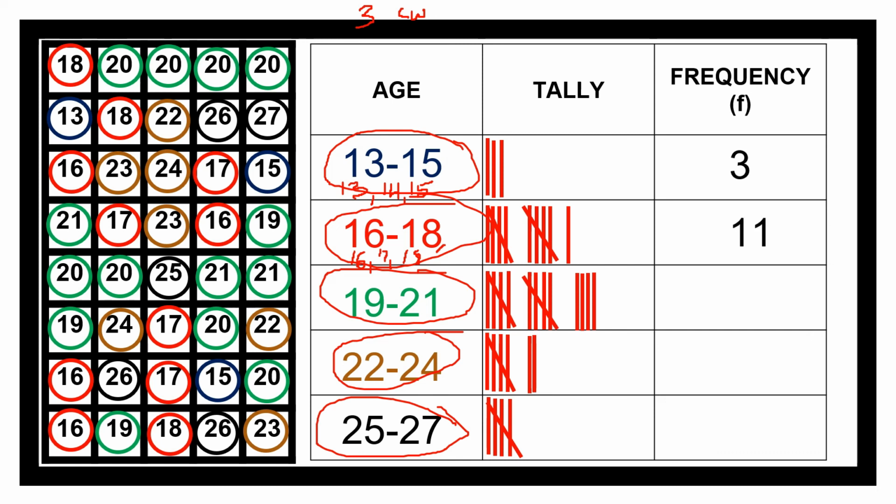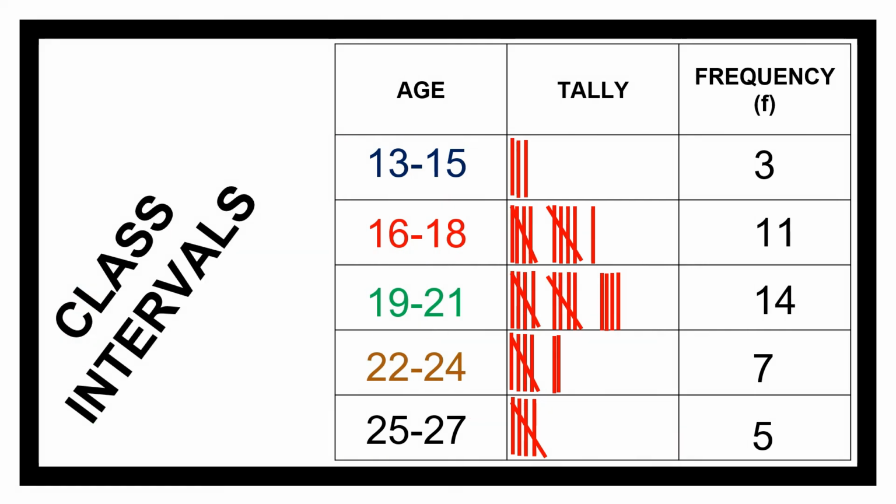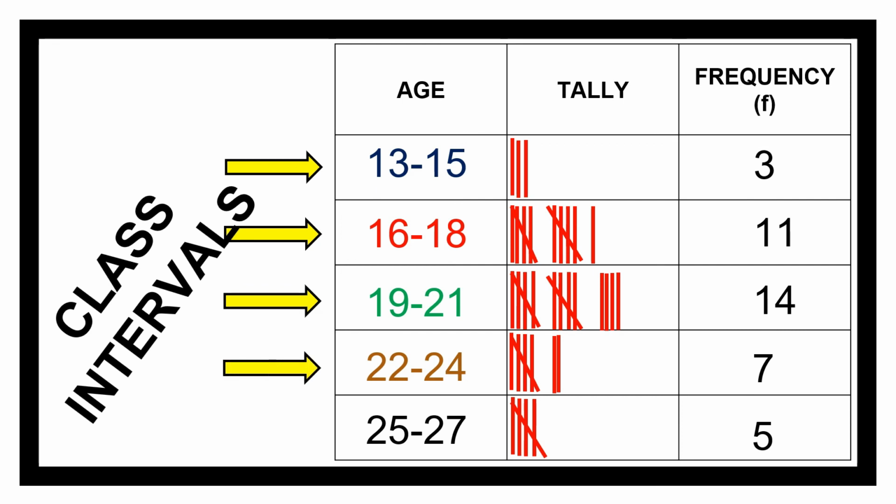Again, sometimes this is confusing, but we have to focus when doing the frequency distribution table, especially for grouped data. So before we proceed, I want you to take note of the following terms. We have class intervals. I've mentioned this a while back. What are these class intervals? The class intervals are 13 to 15, 16 to 18, 19 to 21, 22 to 24, and 25 to 27.